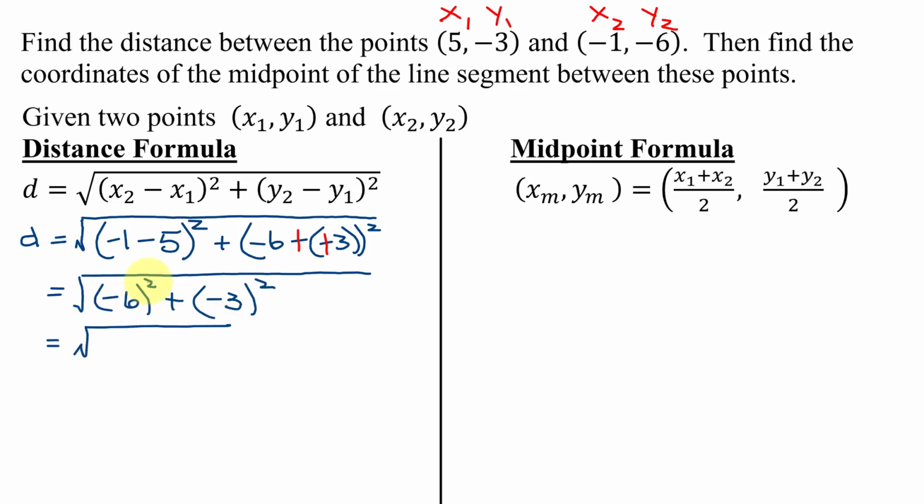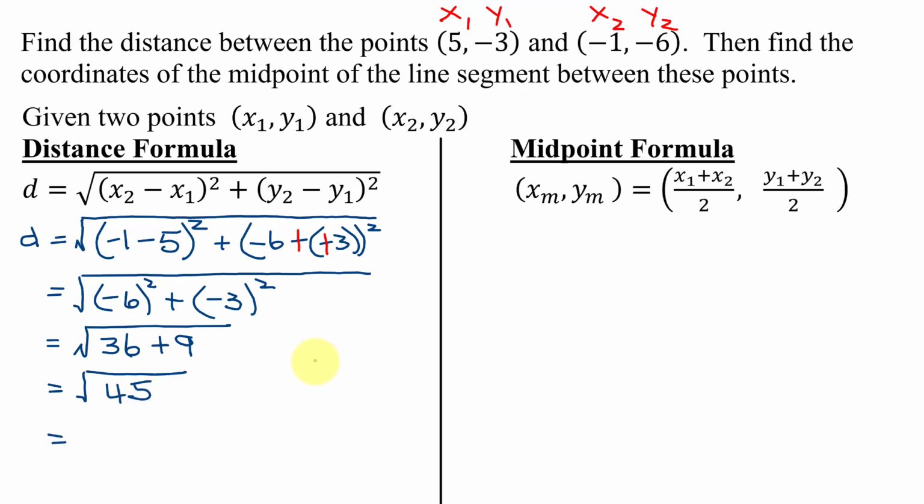Simplifying, -6 all squared, -6 times -6 is positive 36. Plus -3 all squared is positive 9. So I have the square root of 36 plus 9 is 45. Can I simplify that? Yes.